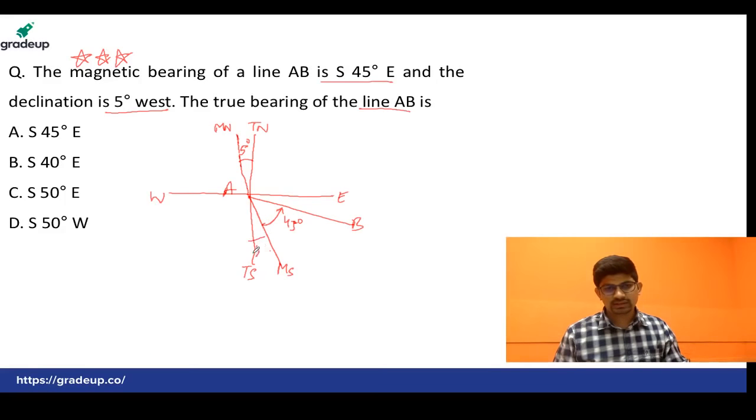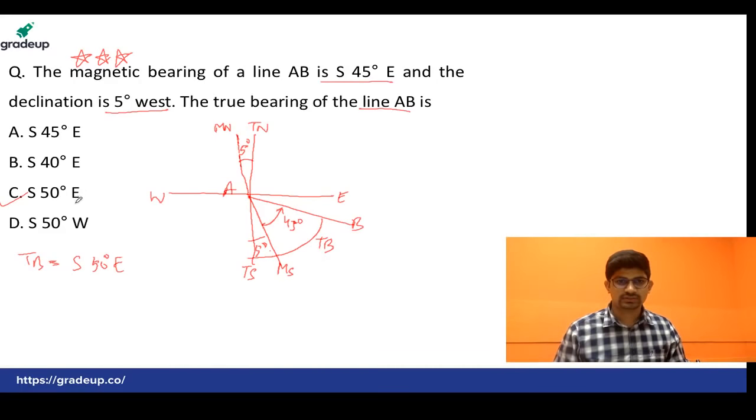So this angle, from vertically opposite angles, is 5 degrees. Now true south is this. So the true bearing will be this one. True bearing will be equal to south 45 plus 5, that is south 50 degree east. Okay, so C is the correct option for this question.